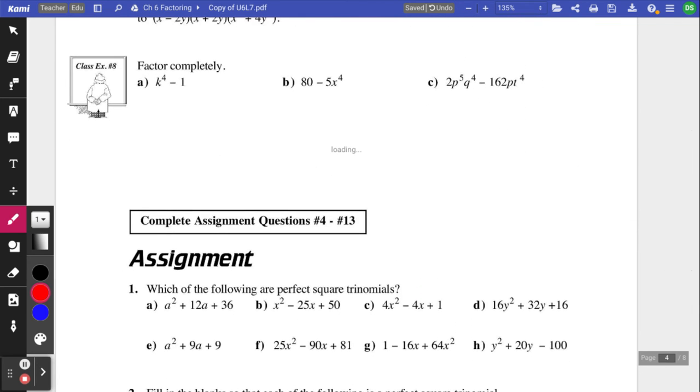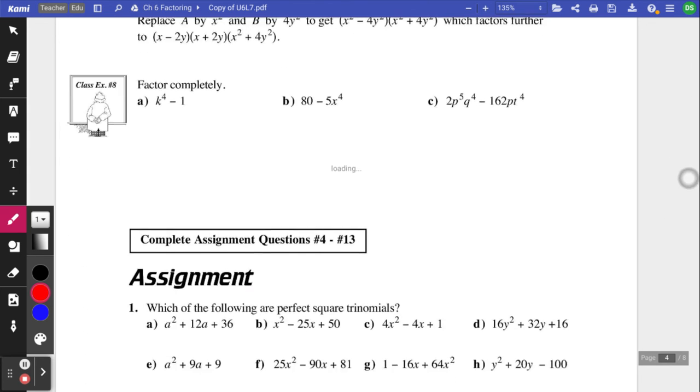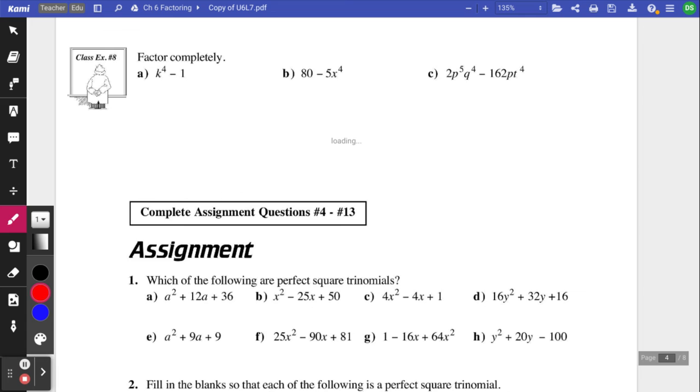We're going to go to the last class example. Did you see the question on here? What does it say? Your title that I just skipped? More complex difference of squares. There's nothing new today. Everything I've taught you today, you already knew how to do. We're just practicing. Okay, I'm going to do 2 of these. Which ones do you want to do? C. Let's start with C.